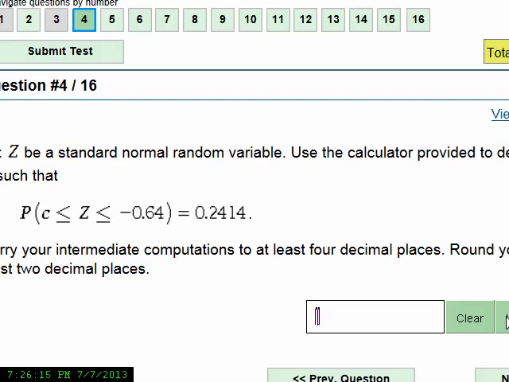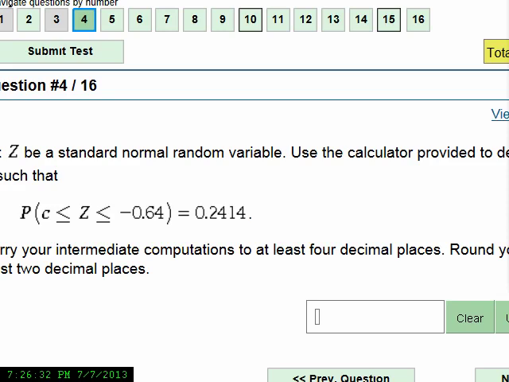Let Z be the standard normal random variable. Use a calculator provided to determine the value of these. So remember in class when we had a tweener, we took the probability of the right minus the probability of the left, and that will equal 0.2414. So I'll go ahead and do that on the calculator.